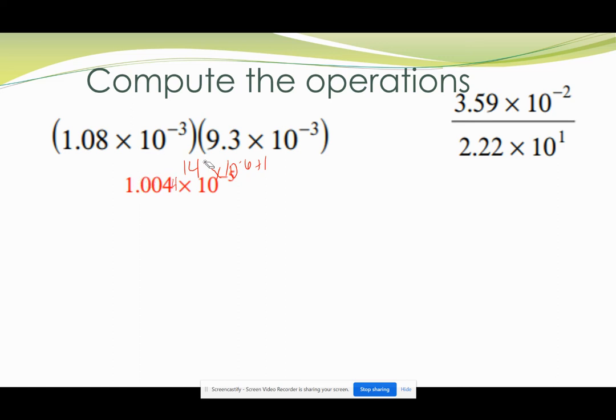And then we have some division here. Put the 4 back here just to be correct. Divisions. We're going to do 3.59 divided by 2.22, which gives me 1.617. We'll stop there. Negative 2 minus 1 is a negative 3.